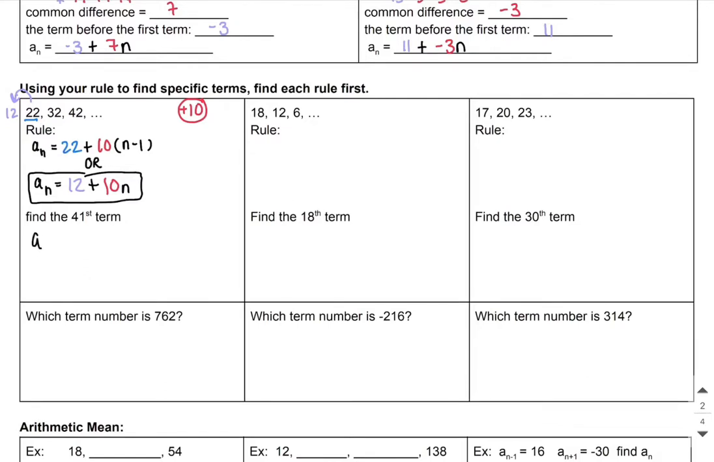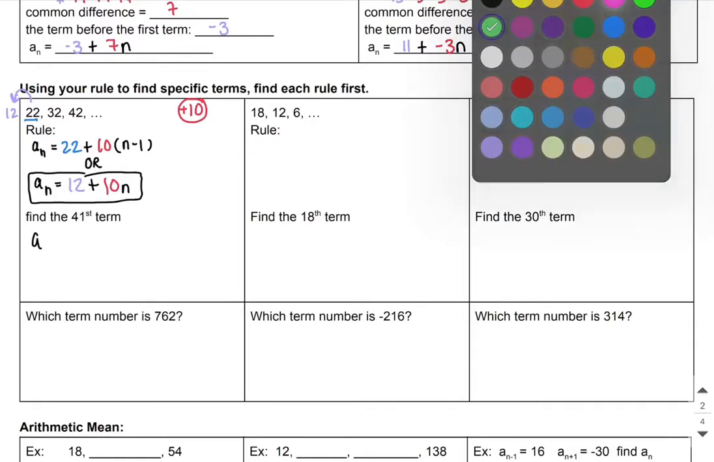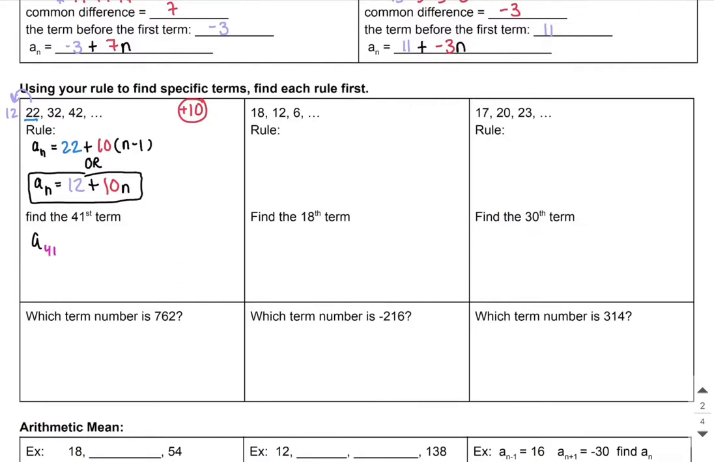So I'm going to do a sub 41, and that's equal to 12, the first term, plus 10 times 41. And when I do that on your calculator, or you could do it on paper, you would get 422. So 422 is the 41st term in the sequence.